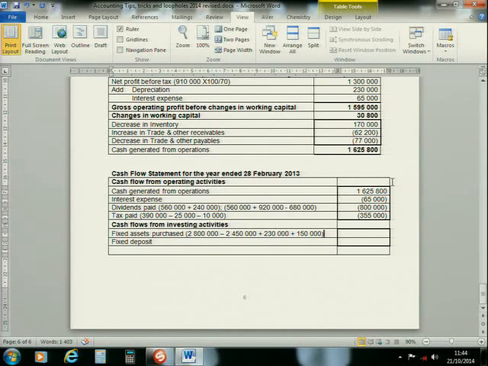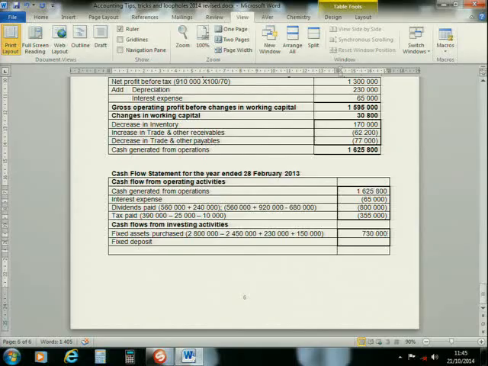2,800,000 minus 2.45 million plus 230,000 plus 150,000, and that gives you 730,000. I hope this is correct. And that is all. 730. That's all fixed assets purchased.